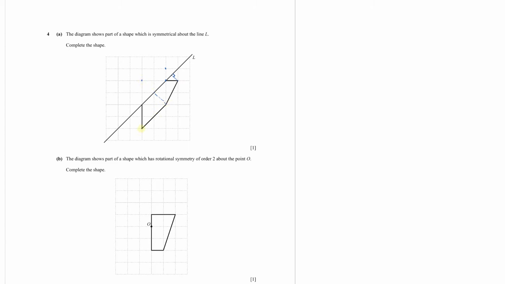Then the next point is this one. So I connect it here at a 90-degree angle and the same distance on the other side would be here. And then this point, which is on the line of symmetry, its reflection will be at the same point. So now I can join these dots to complete the shape. So this, then here, like this, and then like so.